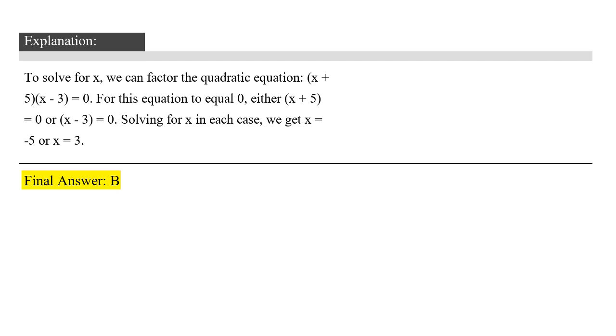To solve for x, we can factor the quadratic equation: (x plus 5)(x minus 3) equals 0. For this equation to equal 0, either x plus 5 equals 0 or x minus 3 equals 0. Solving for x in each case, we get x equals -5 or x equals 3.